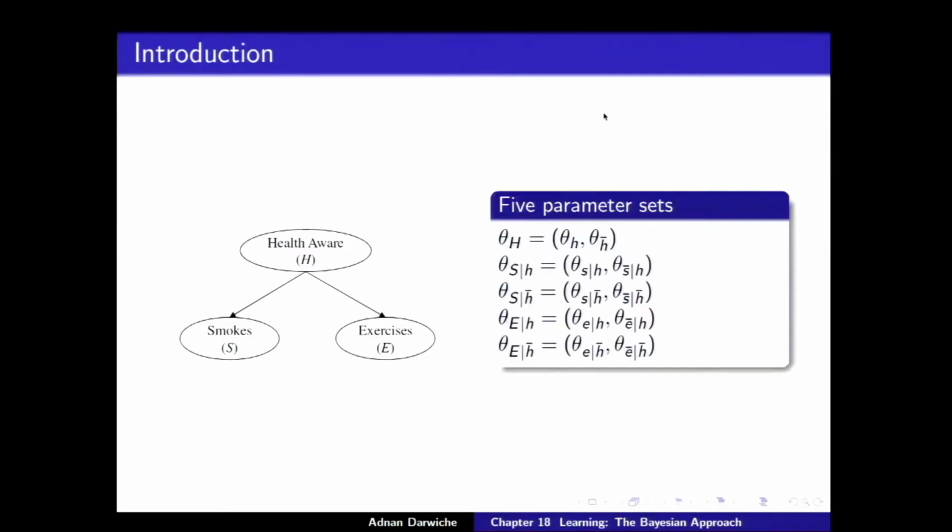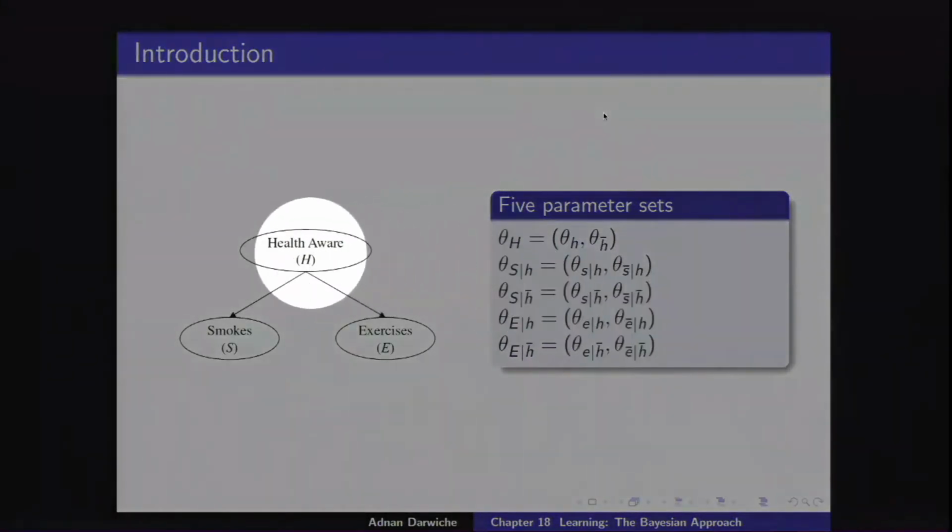Now, one notion that will become very visible and will make it into a first-class citizen in the Bayesian approach to learning is this notion of a parameter set. You've seen it, but now we're going to explicate more the notation and give it this name. So if you look at this variable here, h, we will say that this is a parameter set for the variable h. It's basically the distribution over h, but now looked at as a vector of 2 parameters with their own notation. Now, if you look at this variable smokes, as we know, there are 2 distributions here in the CPT for this guy, one conditioned on h being true and the other conditioned on h being false. So we're going to refer to each one of these as a parameter set.